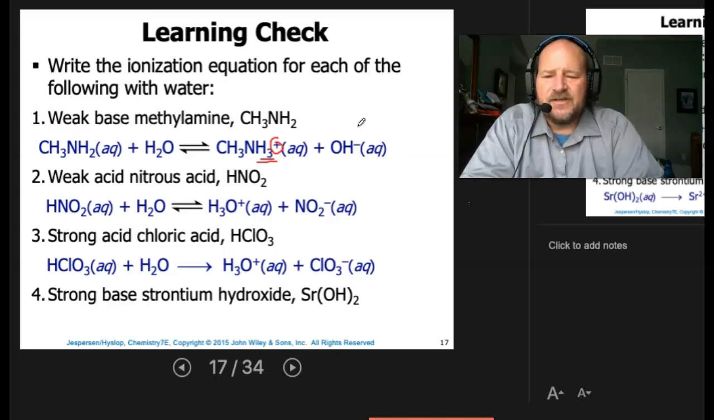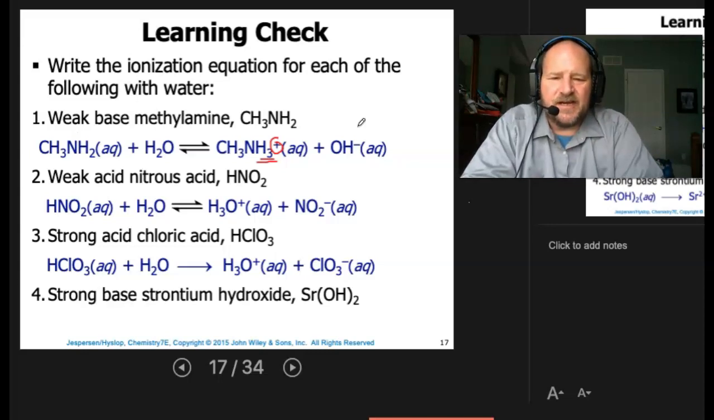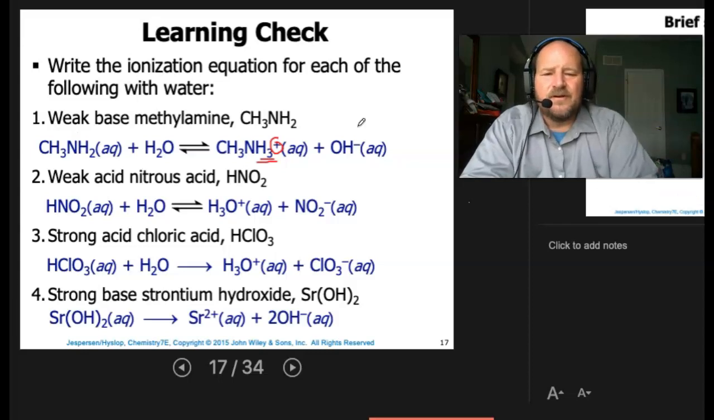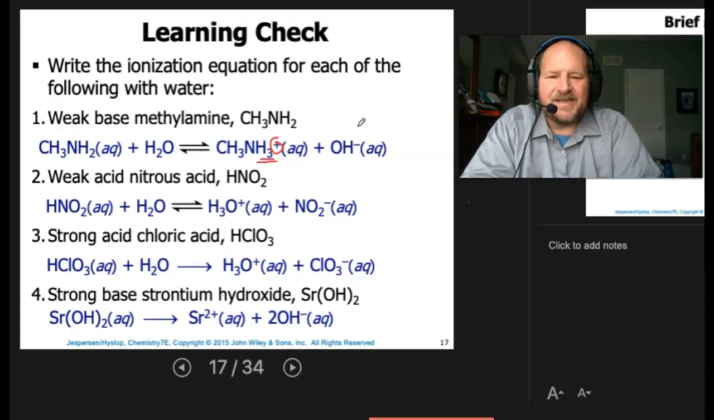Last but not least, strong base, strontium hydroxide. Now, since it's a base, we know it's going to donate hydroxide, which means it's going to be Sr2+. We don't need water for this one because it already has the hydroxide.